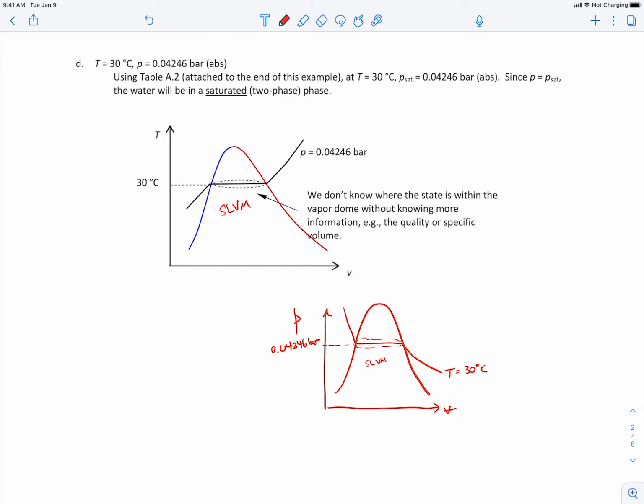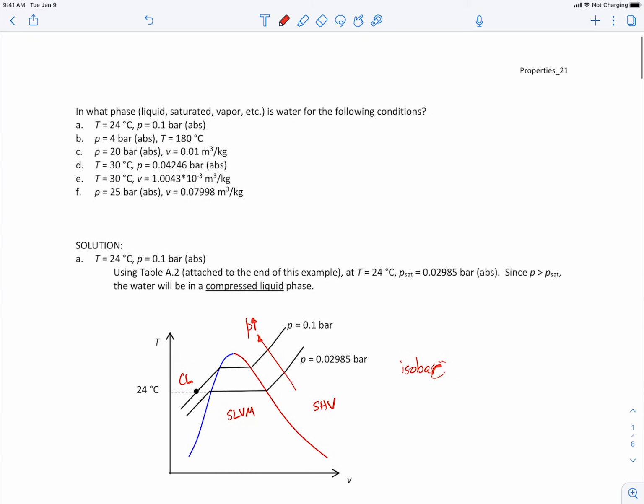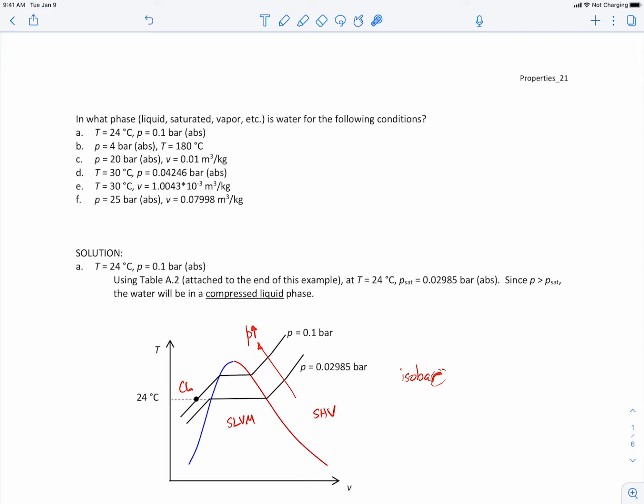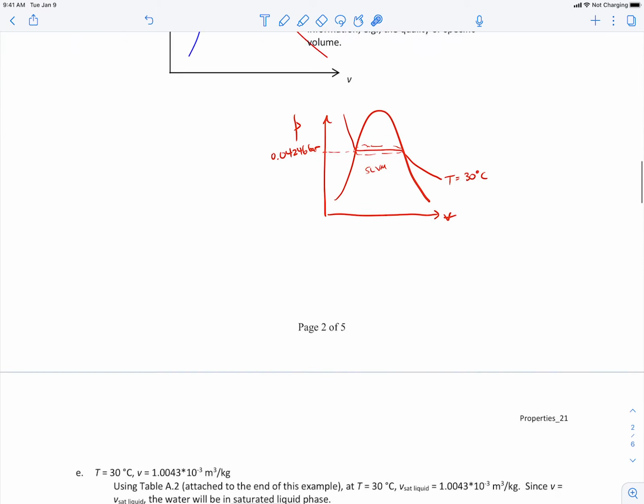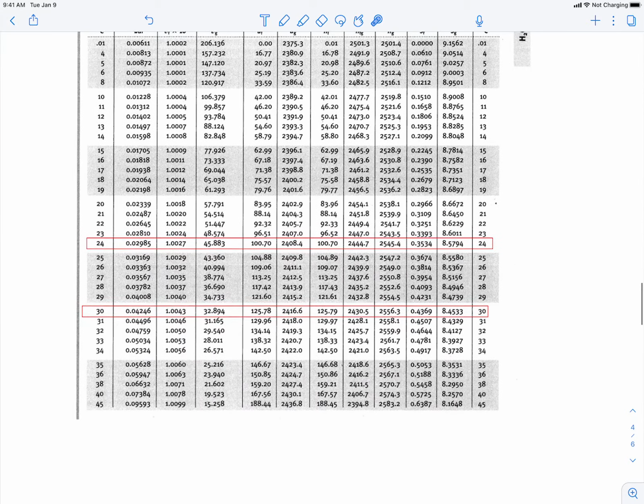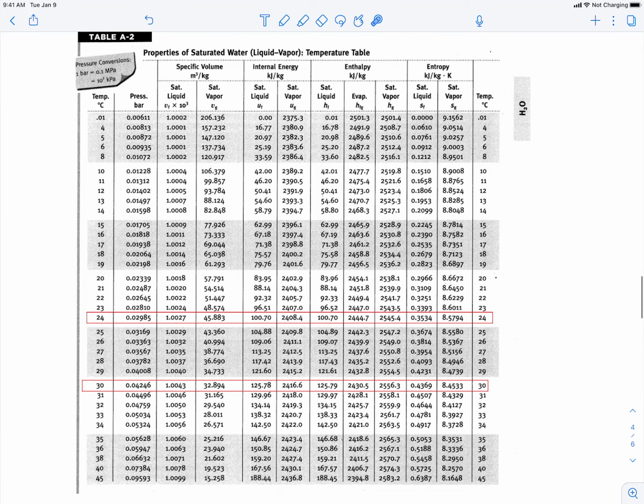Okay, let's go on to E. For E, we're dealing with a temperature of 30 degrees C and a specific volume of 1.0043 times 10 to the minus 3, so we'll try to remember those numbers. And then let's go again to the saturated liquid vapor mixture table organized based on temperature. So we go back down here. Sorry, you're probably getting dizzy from going back and forth so much.